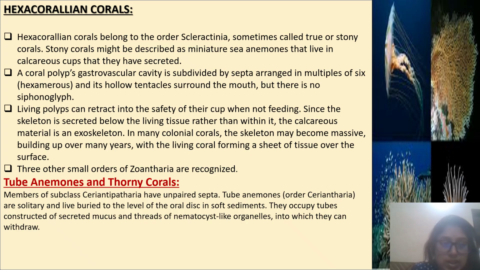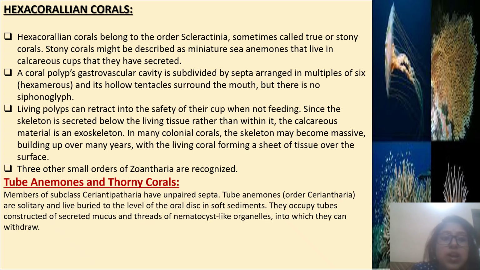Next, hexacorallian corals. Hexacorallian corals belong to the order Scleractinia, sometimes called true or stony corals. Stony corals might be described as miniature sea anemones that live in calcareous cups that they have secreted. A coral polyp's gastrovascular cavity is subdivided by septa arranged in multiples of 6, or hexamerous, and its hollow tentacles surround the mouth, but there is no siphonoglyph.